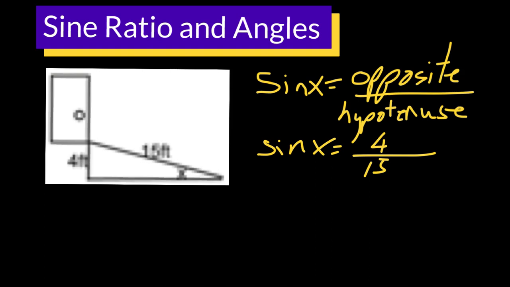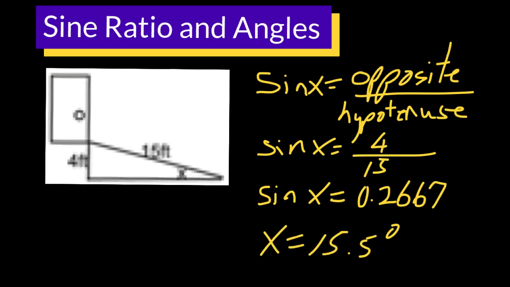Using our calculator, we divide 4 by 15 and we get 0.26666 and so on forever, which rounds off to 0.2667. So the sine of x is equal to 0.2667. Using the calculator again, we can find the inverse sine of x. To find that 0.2667 is equal to 15.5 degrees. So angle x is 15.5 degrees.